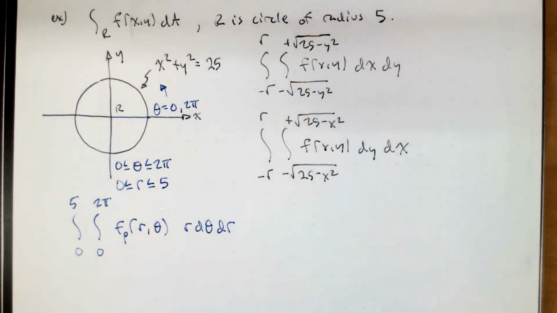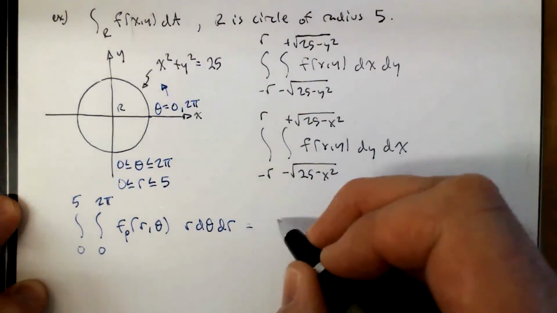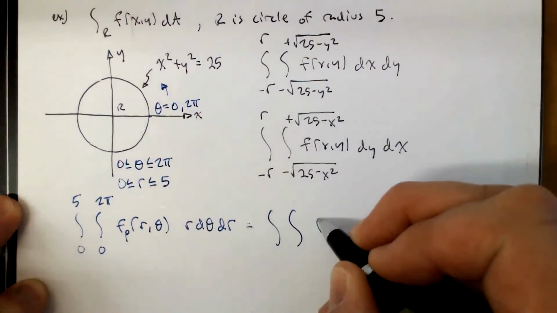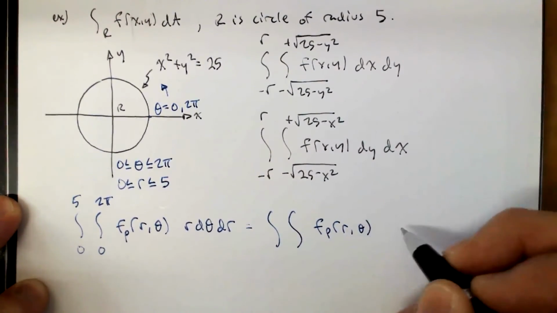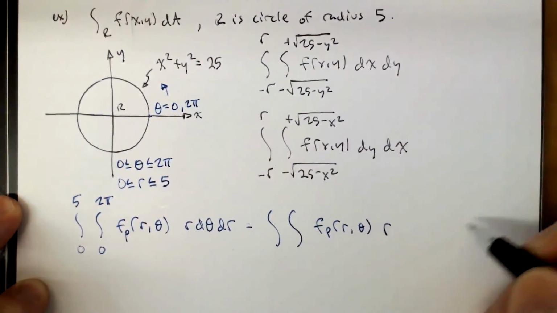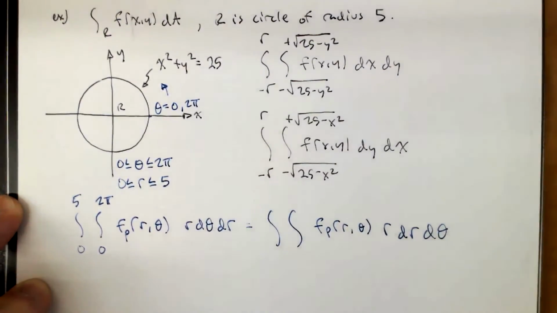We could switch the order of integration, go from dr d theta instead of d theta dr. And we should always be able to do that. So let's write the double integral. The function isn't going to change, but we're going to have to make sure it's in polar coordinates. We still need r d theta to be the width, and then dr can be the length.